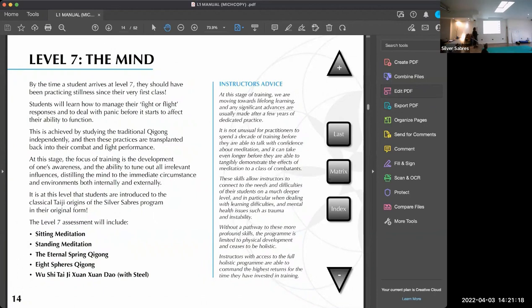Where was that question? It is at this level that students are introduced to the classical Tai Chi origins of the Silver Sabres program in their original form at level 7. The level 7 assessment will include sitting meditation. I am 30 years into training and I still find this to be nothing but torment.